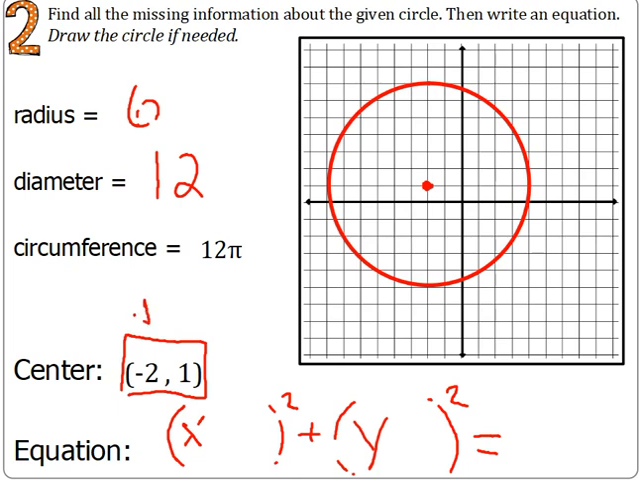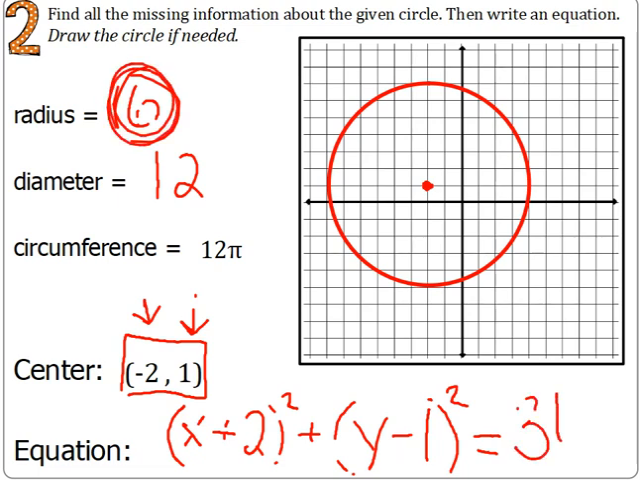The center has an x value of -2, so we're going to write +2. My center has a y-coordinate of +1, so we're going to write -1. And remember, my radius was 6. 6 times 6 is 36. There's my equation. (x + 2) squared plus (y - 1) squared equals 36.